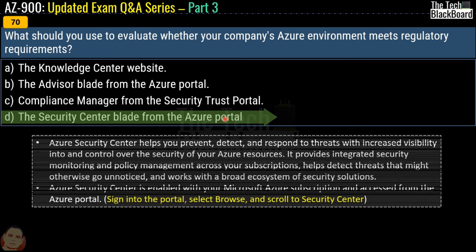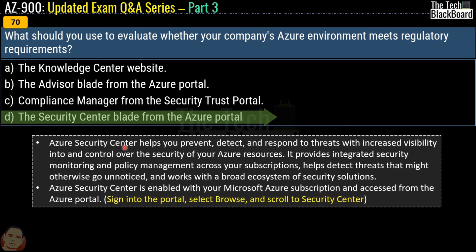Let me give you a little more detail on this one. Azure Security Center helps you prevent, detect, and respond to threats with increased visibility into and control over the security of your Azure resources. It also provides you with integrated security monitoring and policy management across your subscriptions and helps you detect threats that might otherwise go unnoticed. Additionally, it works with a broad ecosystem of security solutions.